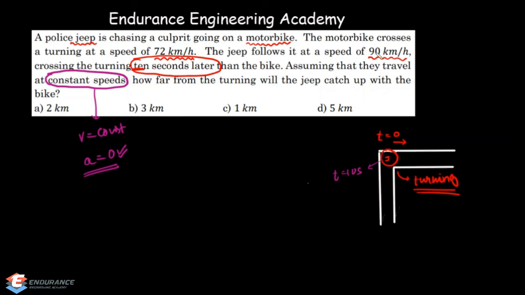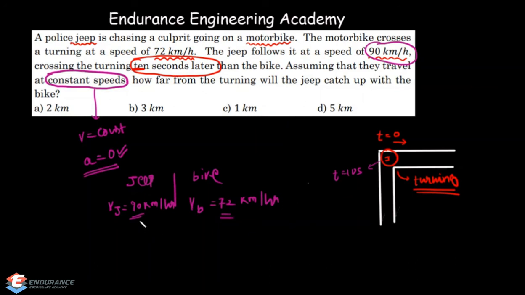Now the question is, how far from the turning will the jeep catch up with the bike? Obviously, the jeep is traveling at a velocity of 90 km per hour. So let me take it like this: jeep, and then the motorbike. The jeep is traveling at a constant velocity of 90 km per hour, and the bike is traveling at a velocity of 72 km per hour, constant velocities.